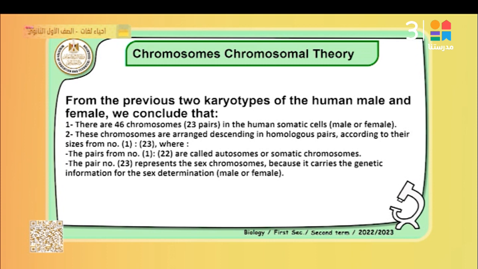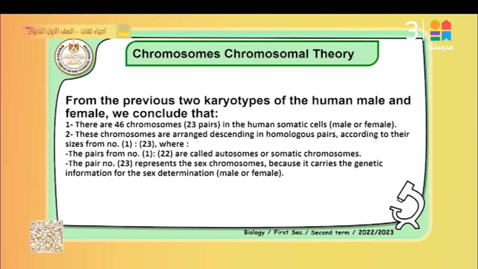Who is responsible for sex determination? The male. Why? Because he produces two different gametes: 22 plus X or 22 plus Y. So the male is responsible for sex determination. That's right. Pay attention, please, in karyotypes.